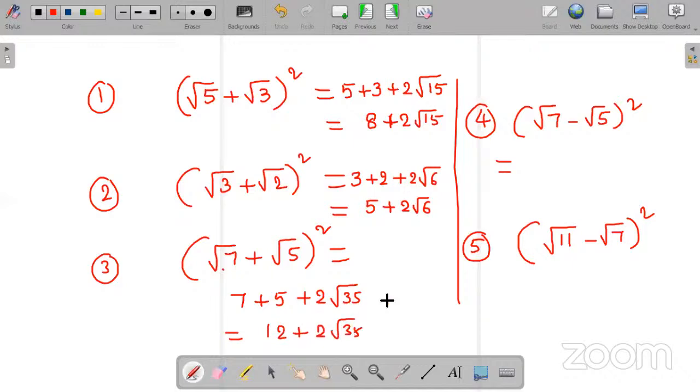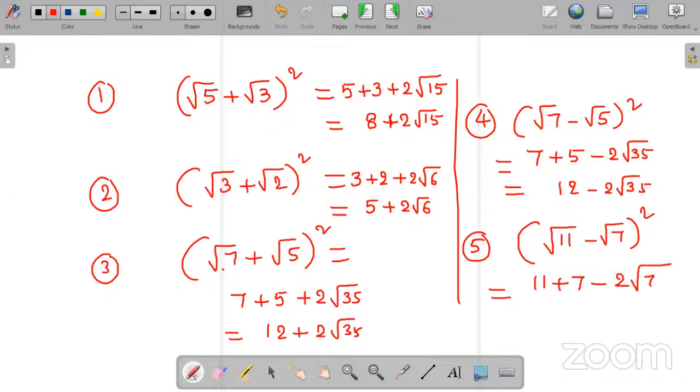My dear students, you don't get any confusion here. Here also you will be getting 7 plus 5 only, but instead of plus 2 root 35, you will be getting negative 2 root 35. That only difference we have. So 12 minus 2 root 35. So this will be 11 plus 7 minus 2 root of 11 into 7, 77. So this will be 18 minus 2 root of 77.